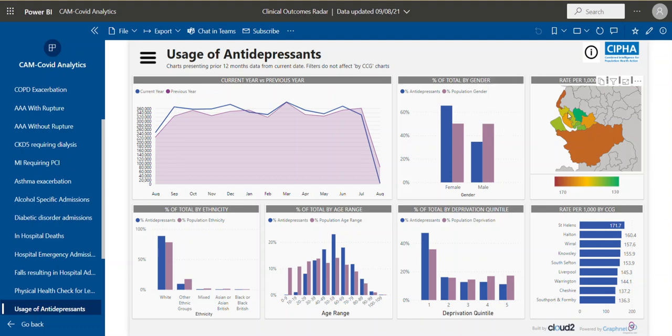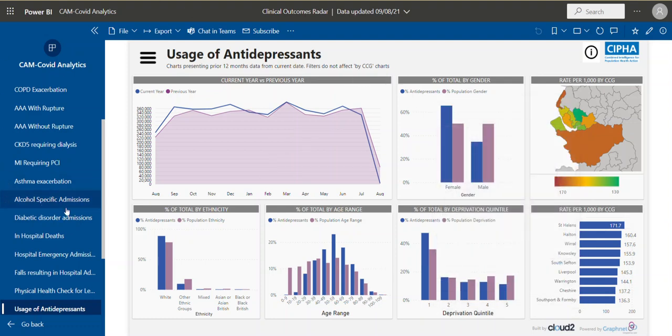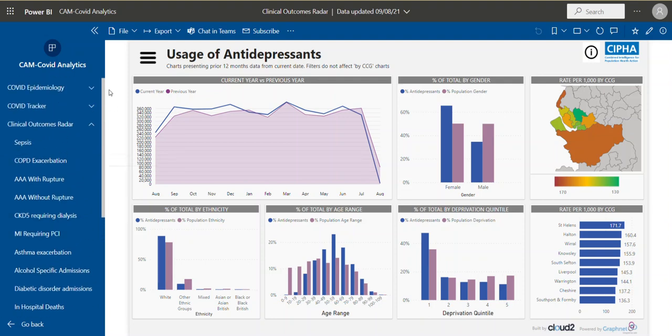We're also able to see a heat map, which represents where there is less or more use, with rates per 100,000 and rates per 1,000 in the population by CCG across Cheshire and Merseyside. I hope that has given you a good understanding of the Clinical Outcomes Radar.